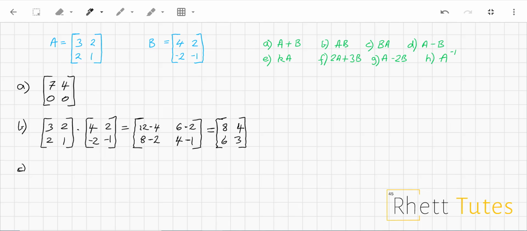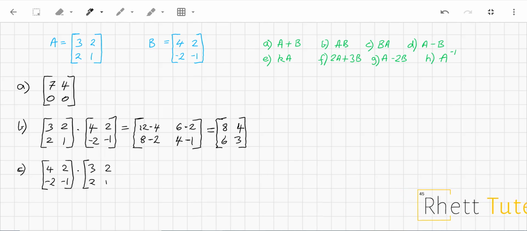Part C now gets me to work out B times A. 4, 2, negative 2, negative 1, multiplied by 3, 2, 2, 1. Now, in matrix arithmetic, A times B does not equal B times A. So we're going to see that here.